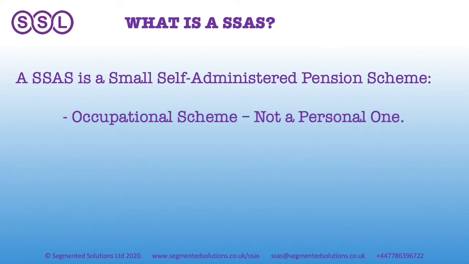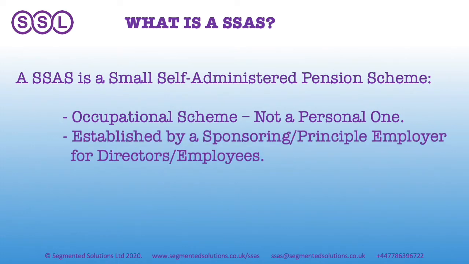It's an occupational scheme and not a personal one, so you do need to have a business because you're going to need a sponsoring or principal employer to actually establish the scheme, a legal entity which is separate to yourself. They're set up for directors and employees, not just now, but also in the future, and that has some key funding and retirement planning benefits to it.